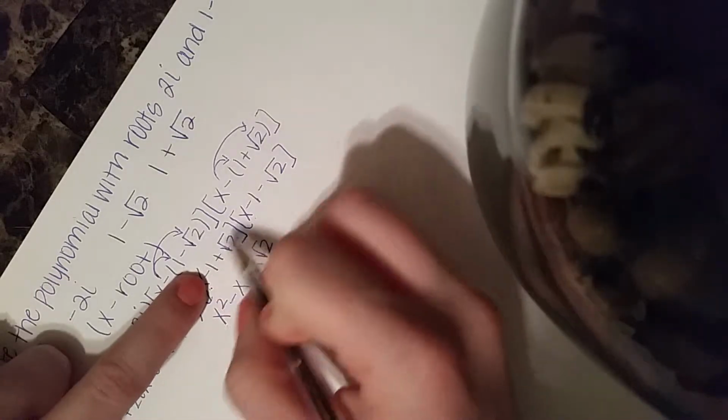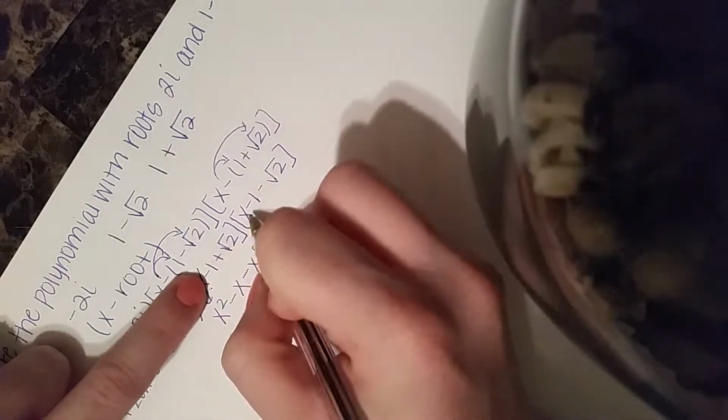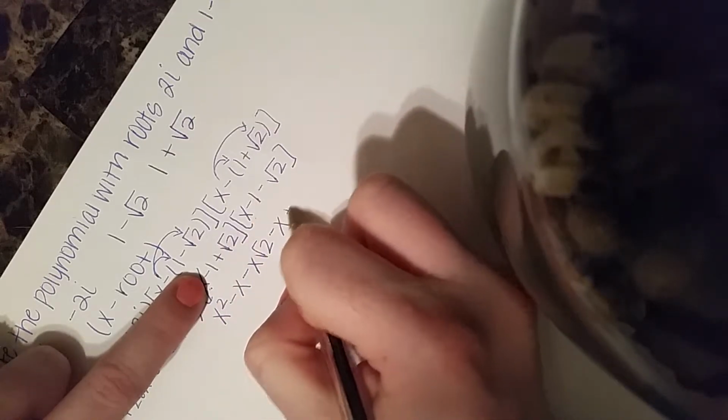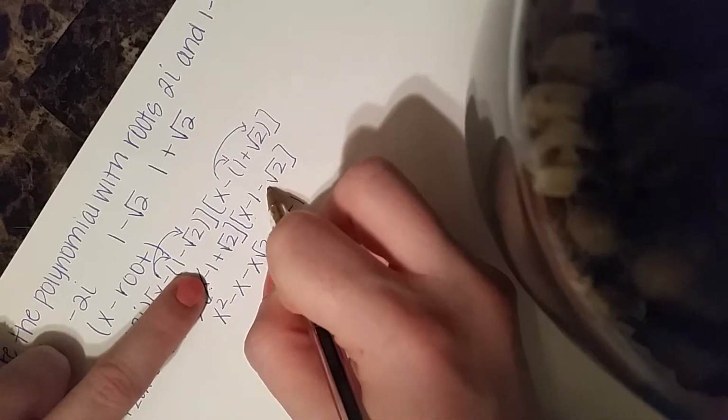Now I do negative 1 times all of this. That gives me negative 1 times x is a negative x. Negative 1 times negative 1 is a positive 1. Negative 1 times a negative radical 2 is a positive radical 2. And I've dealt with my negative 1.